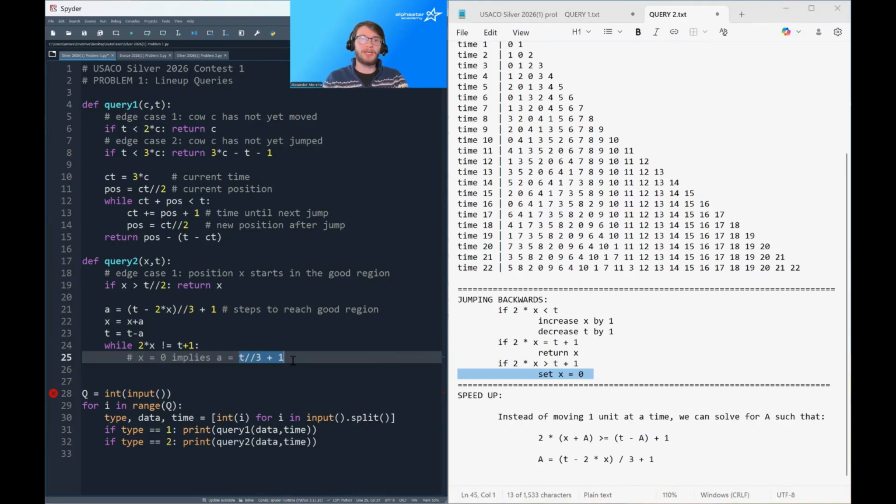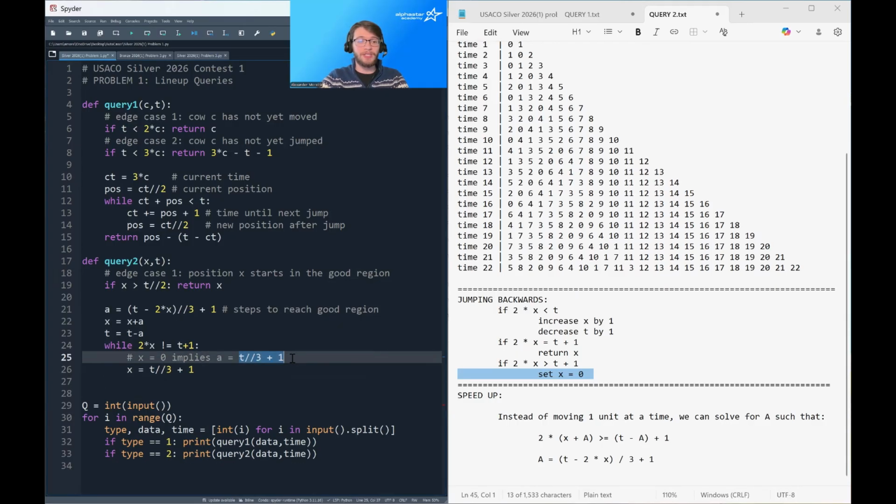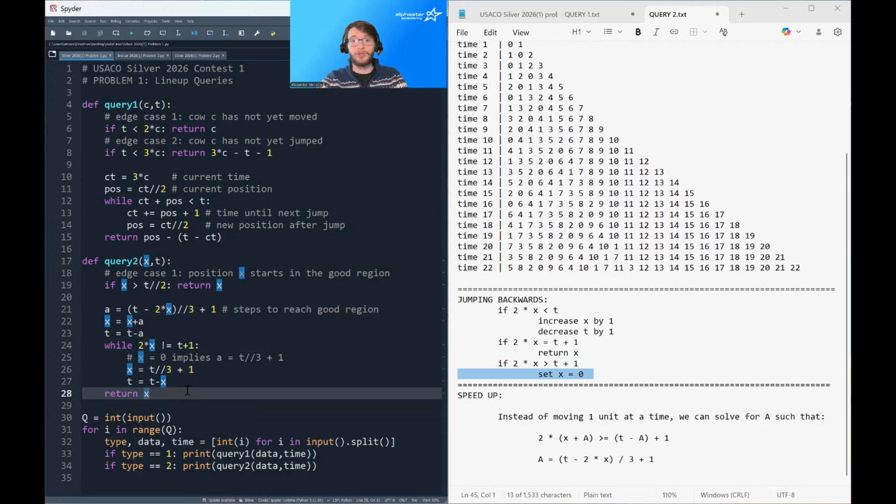So this is going to decay exponentially fast, which is exactly what we want when we're trying to travel through 10 to the 18th different time steps. So what this means is that x is going to be set to exactly t over 3 plus 1, and then time is going to decrease by that number of steps, right? We're traveling from position 0 to t over 3 plus 1. Again, we're going to check, have we reached exactly the orange line? If we haven't, we're going to repeat this process again and again until eventually this equation is true and 2 times my position is exactly equal to t plus 1. And then at that moment in time, we can return x.